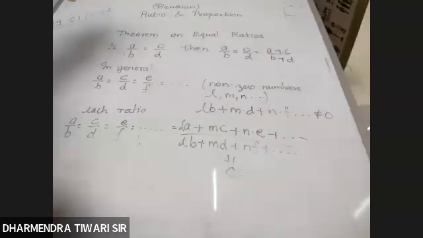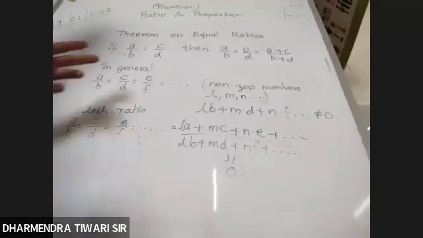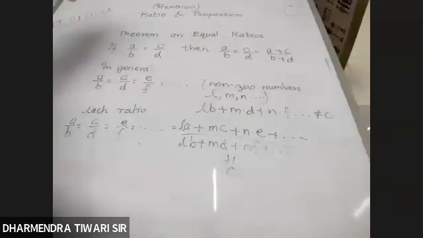So from this, we conclude that if two ratios are equal, then it can be generalized either in the form of addition or in the form of subtraction, which is called the theorem on equal ratios. And as per requirement, as our question is demanding for the situation, we will subtract it or add it as per the demand. So let's move to the practice set that we left last time.